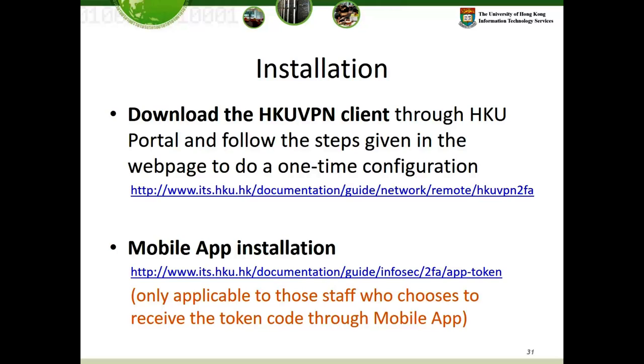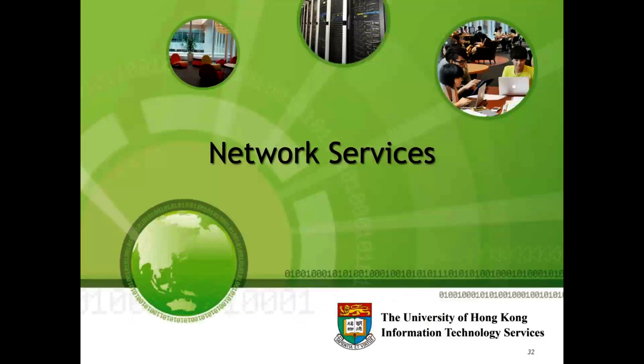So that is the installation part. And if you have any difficulties during your installation, you can always contact our service desk and we will try our best to help you get the configuration done so that you can connect to the Hong Kong U VPN service. So the next part I would like to talk about is the network service.